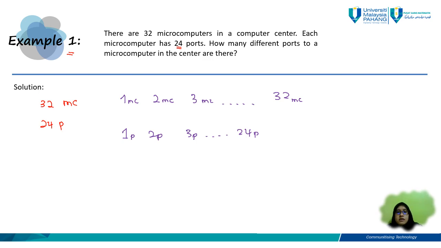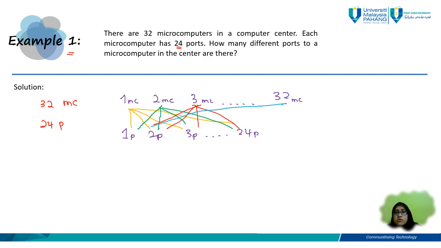So, how does the product rule work? The first microcomputer can be paired with the first port. It can also be paired with the second port, and also with the third port, until the 24th port. So this is for the first microcomputer. How about the second microcomputer? The same thing happens. The second microcomputer can be paired with the first port, and also with the second port, until the 24th port. And it goes for the third one also. And it will happen until the 32nd microcomputer.